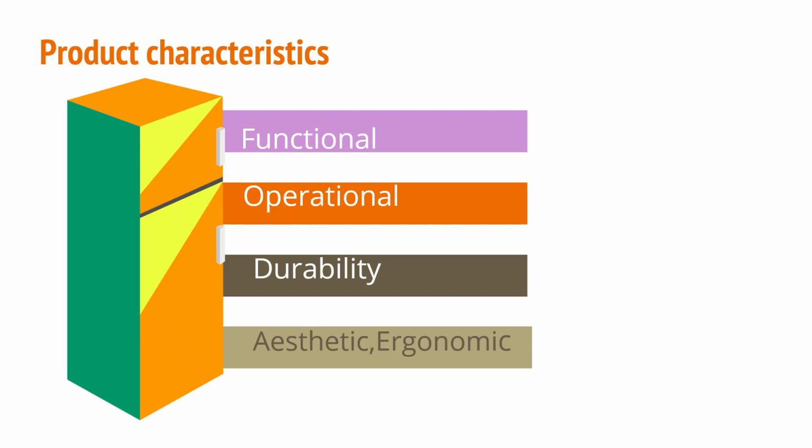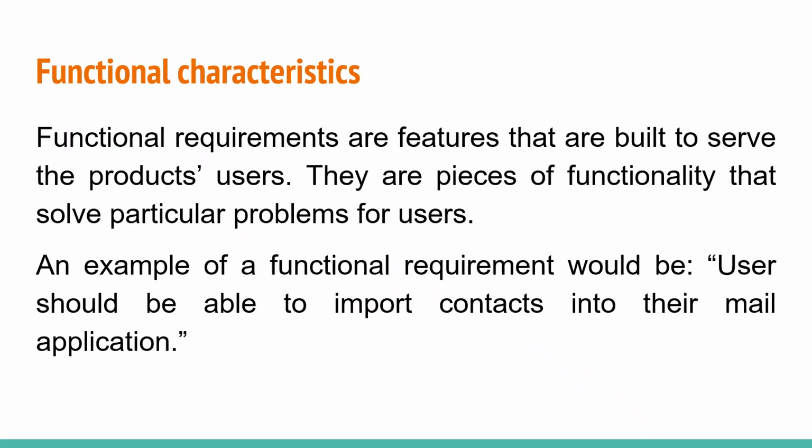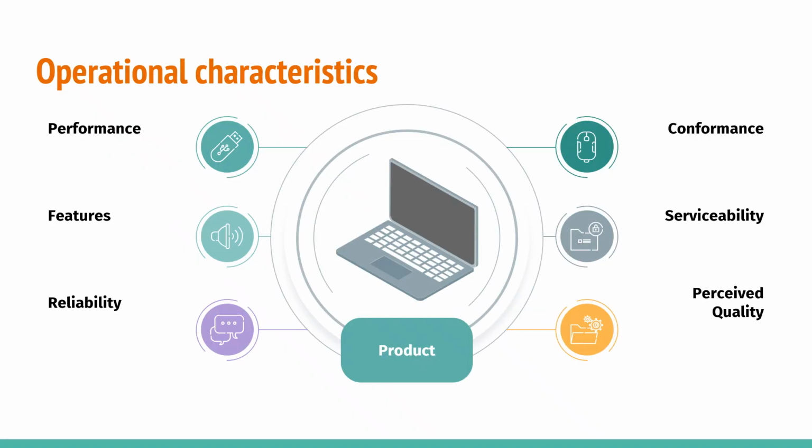Product characteristics. First is functional, operational, durability, and aesthetic or ergonomic. Functional characteristics: functional requirements are features that are built to serve the product user. They are pieces of functionality that solve a particular problem for users. An example of a functional requirement would be: the user should be able to import contacts into the mail application. Operational characteristics.